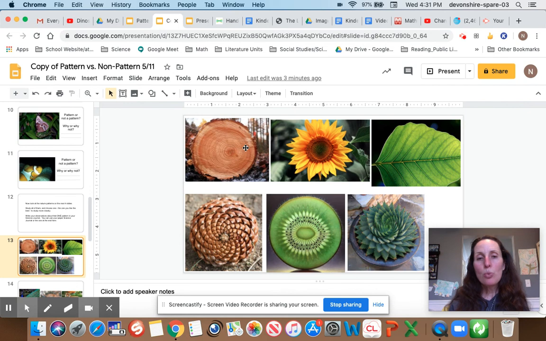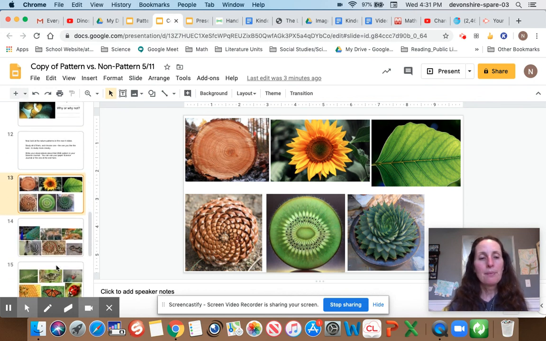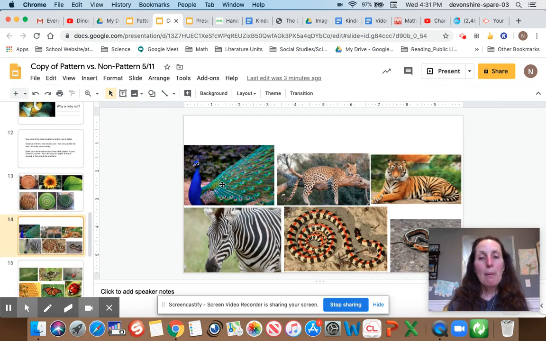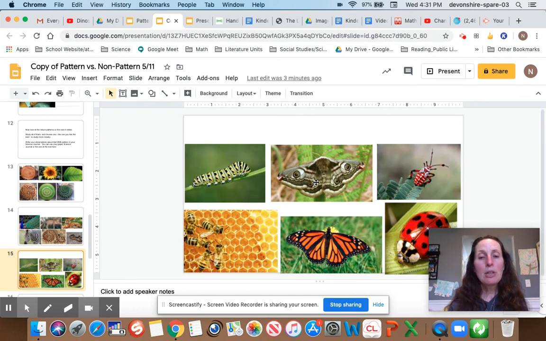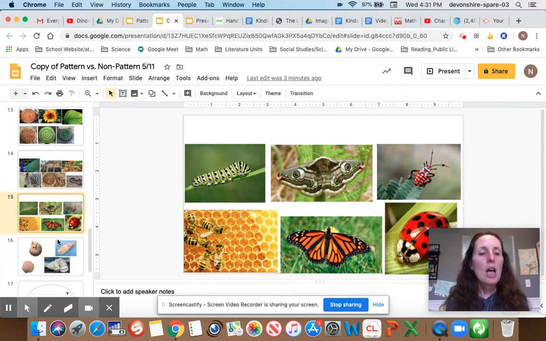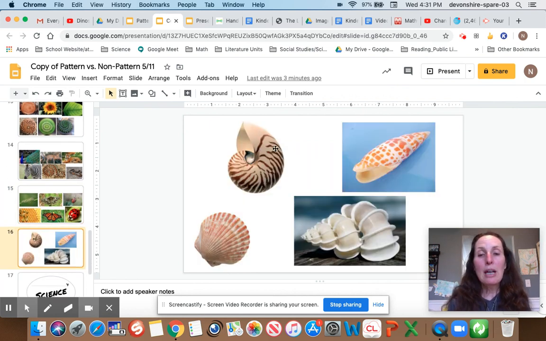So on this page, we have a chopped down tree, a sunflower, a leaf, a pine cone, the kiwi that we saw before, and this plant. On this page, we have a peacock, a leopard, a tiger, a zebra, a snake, and another snake. Here we have the caterpillar that we saw before. We have a lunar moth. We have a bug. We have the honeycomb of a beehive. We have a monarch butterfly. We have a ladybug. And here's our last one. We have a bunch of different kinds of seashells.